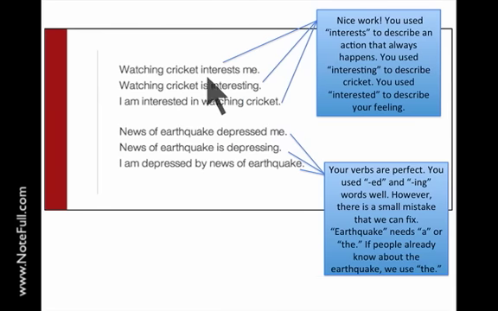The student used interests to describe an action that always happens. So watching cricket interests me. When? Always. It always interests me, and that's an active verb. Really simple verb. Here, the student used interesting. And now it's an adjective that describes cricket. Cricket is interesting. We use ing to describe things.